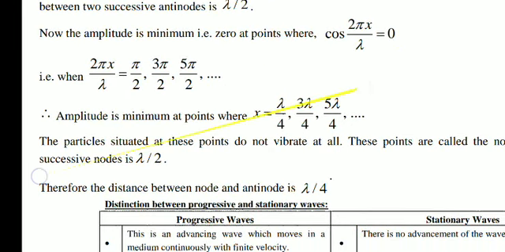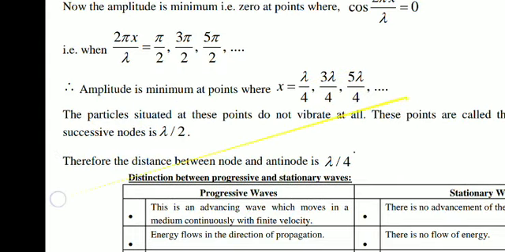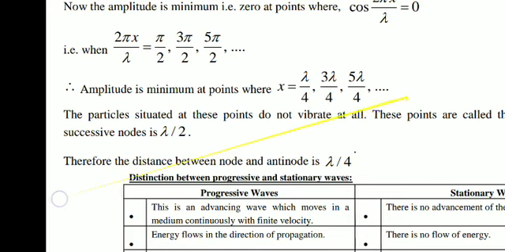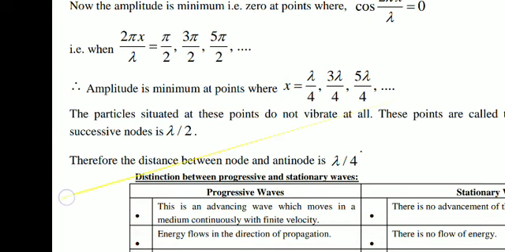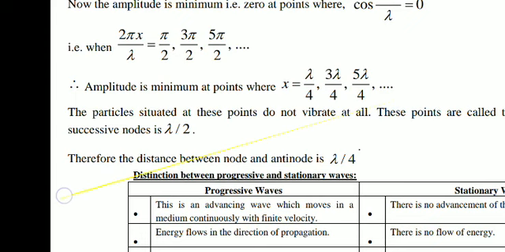And if 2 pi x divided by lambda is equal to pi by 2, then what will be the value of x? x will be equal to lambda by 4. When 2 pi x divided by lambda is equal to 3 pi by 2, then x will be equal to 3 lambda by 4, 5 lambda by 4, and so on. Okay, so these are the positions, that is at lambda by 4, 3 lambda by 4, 5 lambda by 4. These are the positions of nodes, and at the positions of nodes, particles will not be vibrating at all, because at this particular position the amplitude would be 0. Okay, these positions are called nodes, and the distance between two nodes will be lambda by 2.